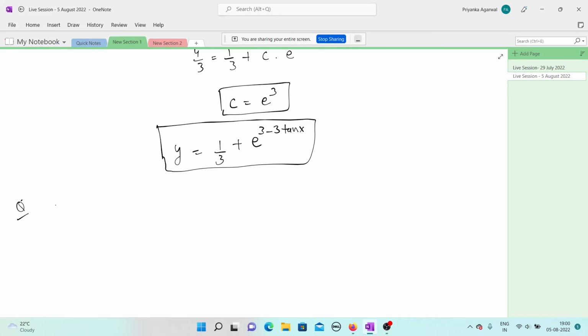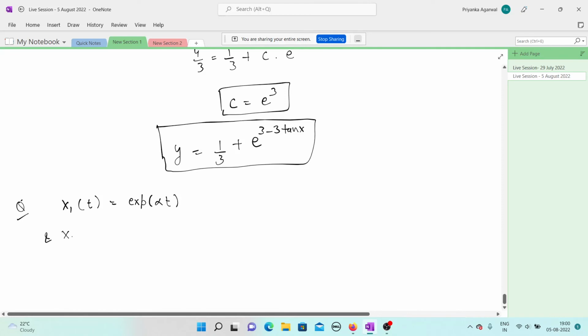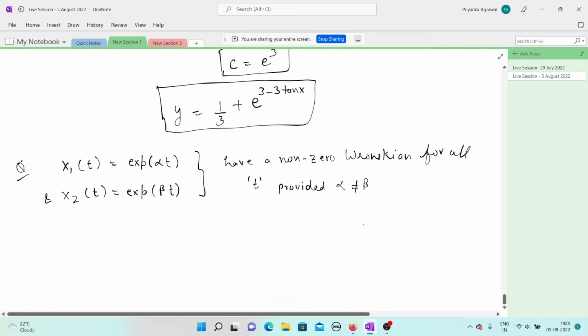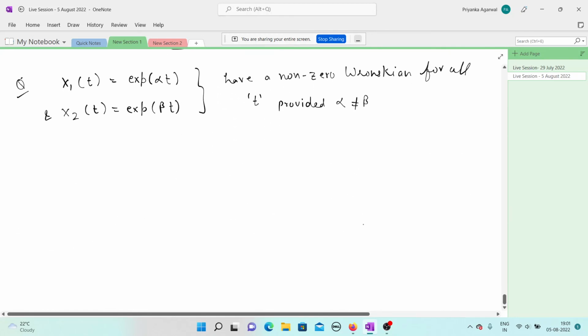So the question is, you have to show that x1(t) equals and x2(t) equals, and so you have to show that these have a non-zero Wronskian for all t, provided alpha is not equal to beta. Okay.